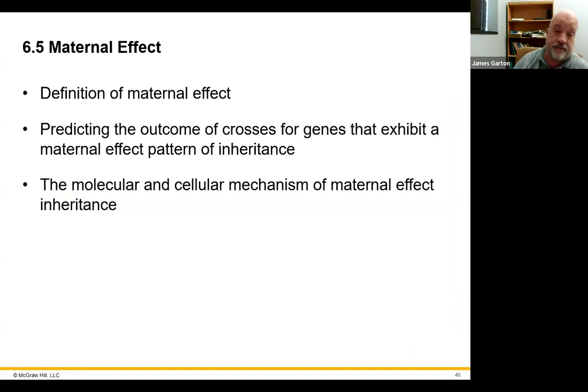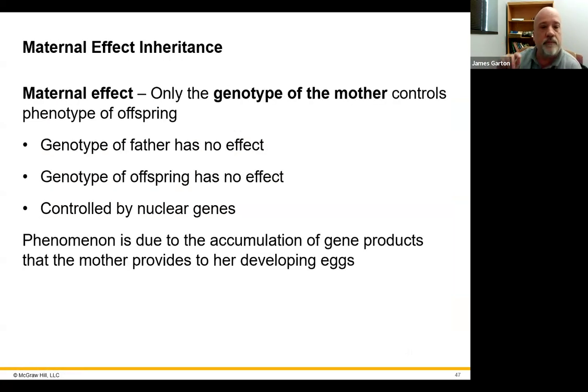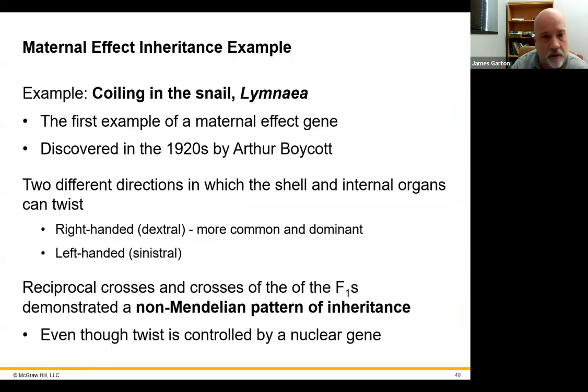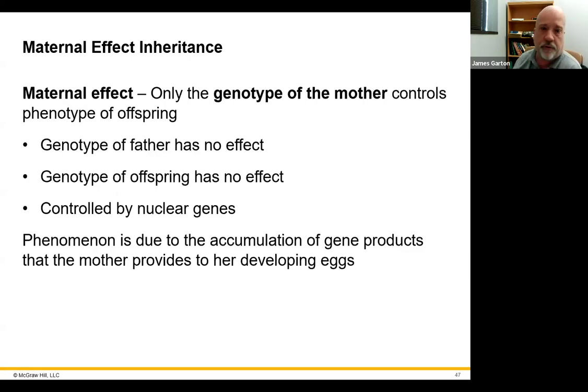And the maternal effect: the easiest, best known example is the type of coiling in a snail shell. In maternal effect, only the genotype of the mother affects the phenotype of the offspring. The genotype of the father has no effect. The genotype of the offspring has no effect.